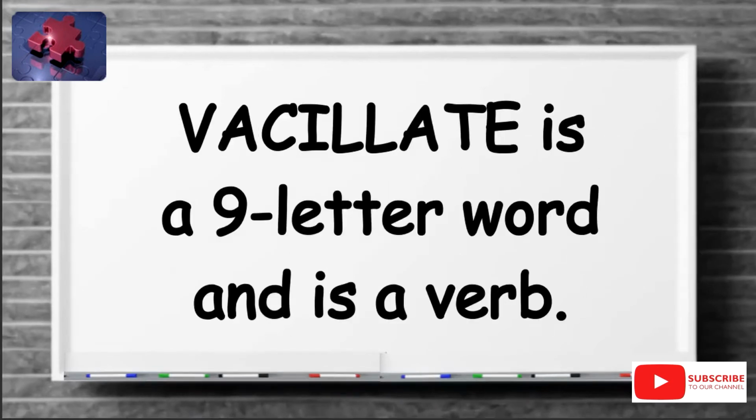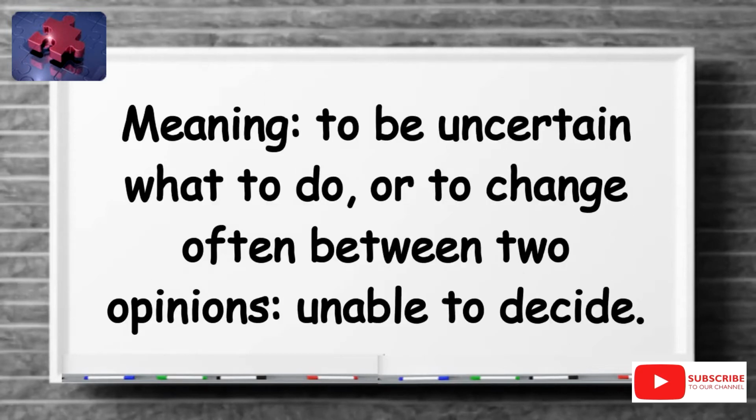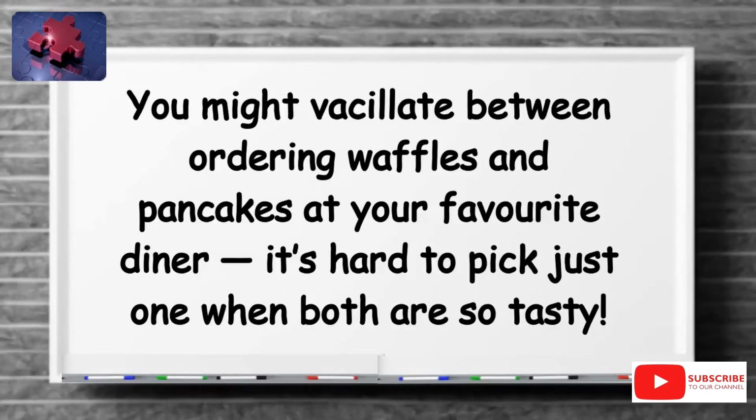Vacillate is a 9-letter word and a verb. Remember, verbs are words that show action, occurrence, or state of being. Vacillate means to be uncertain what to do, or to change often between two opinions, unable to decide. You might vacillate between ordering waffles and pancakes at your favorite diner. It's hard to pick just one when both are so tasty.